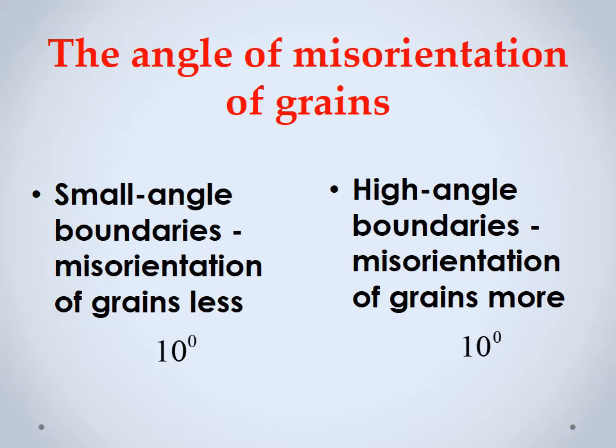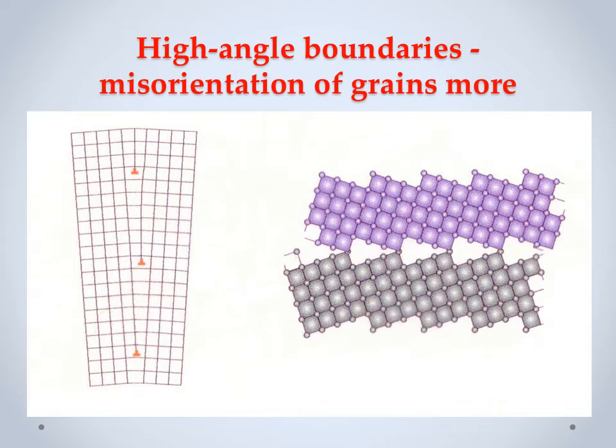The larger the misorientation angle, the shorter the distance between dislocations in the wall. At misorientation angles greater than 10 degrees, this dislocation model is unacceptable, since dislocations merge. Therefore, small angle boundaries include boundaries with theta not more than 10 degrees.